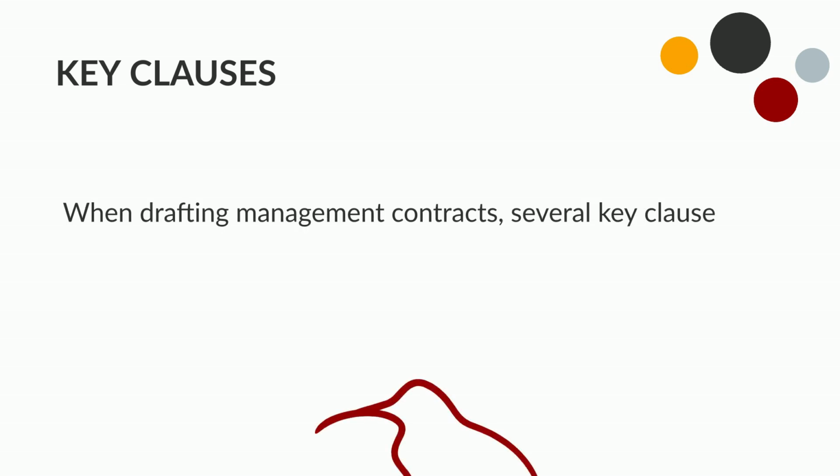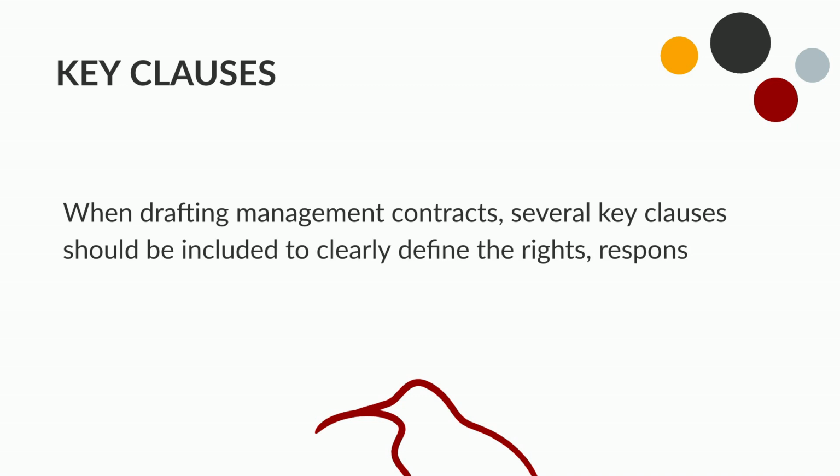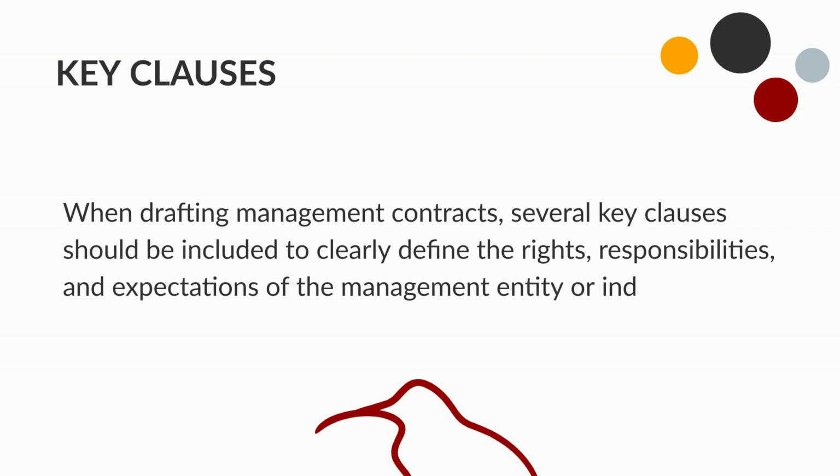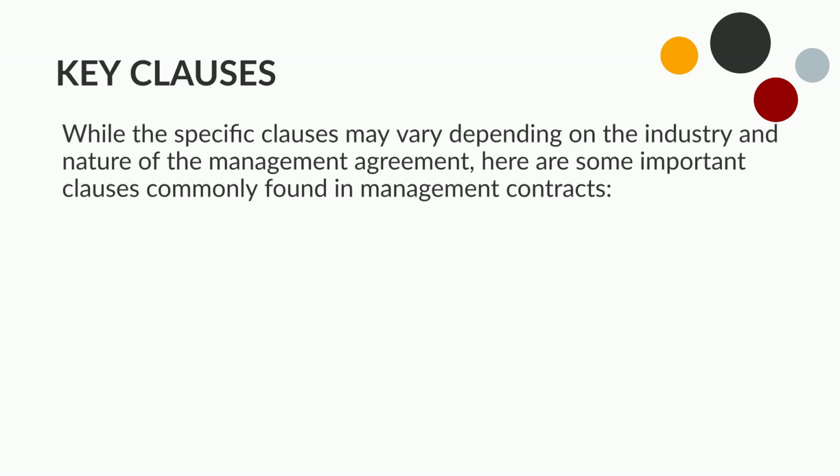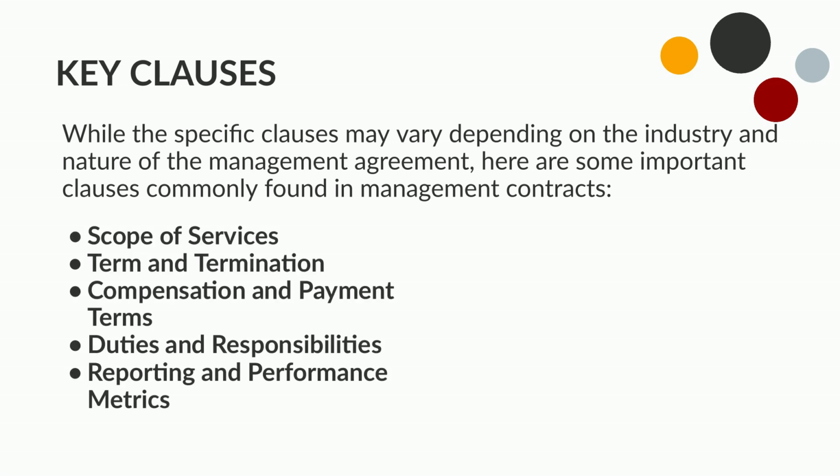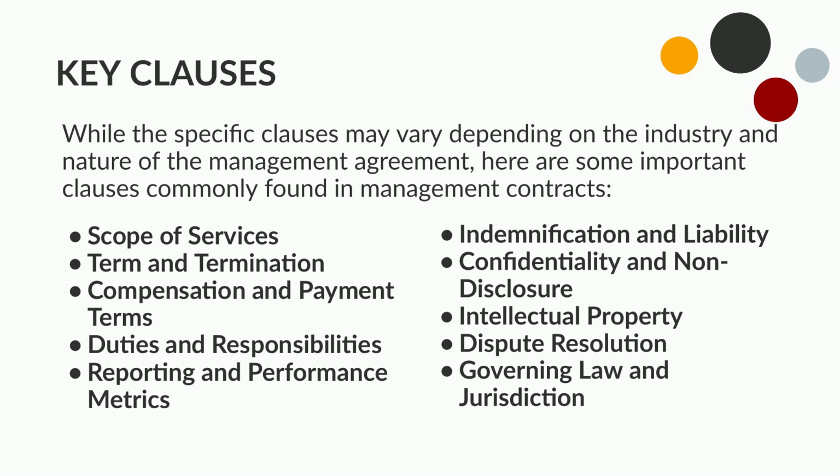Key clauses. When drafting management contracts, several key clauses should be included to clearly define the rights, responsibilities, and expectations of the management entity or individual. While the specific clauses may vary depending on the industry and nature of the management agreement, here are some important clauses commonly found in management contracts. Scope of services. Term and termination. Compensation and payment terms. Duties and responsibilities. Reporting and performance metrics. Indemnification and liability. Confidentiality and non-disclosure. Intellectual property. Dispute resolution. Governing law and jurisdiction.